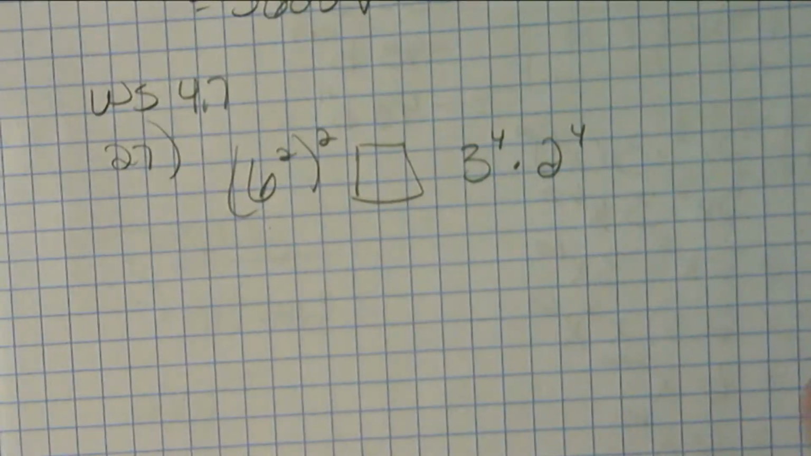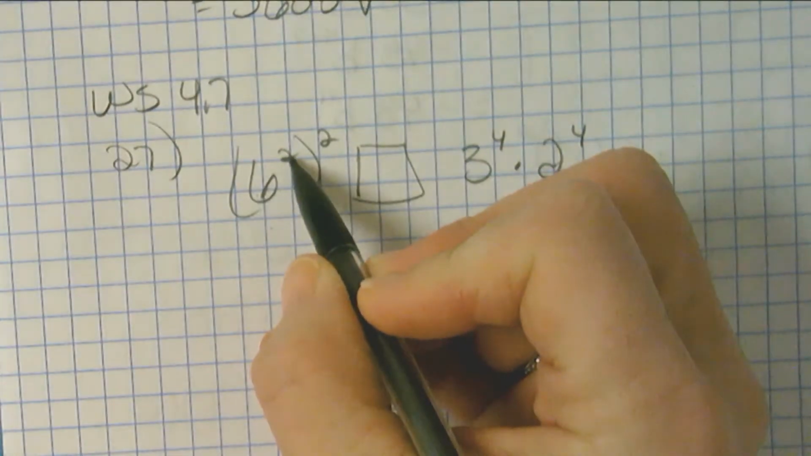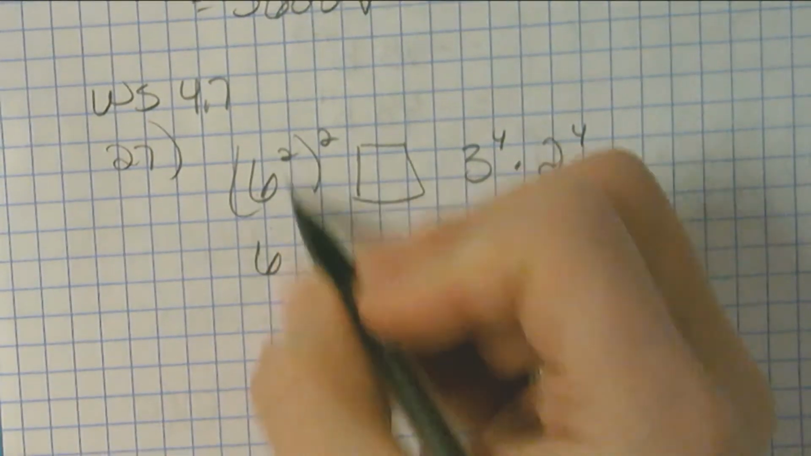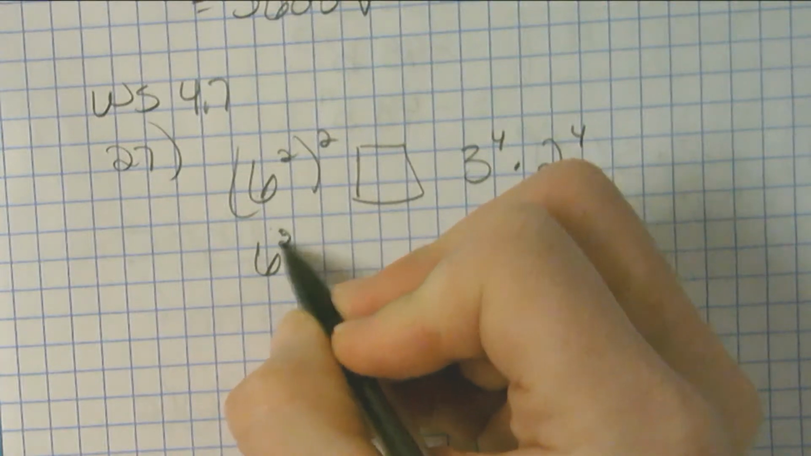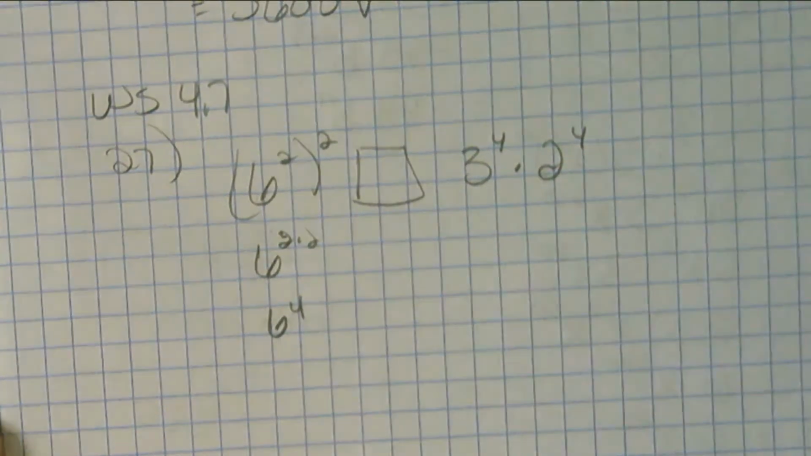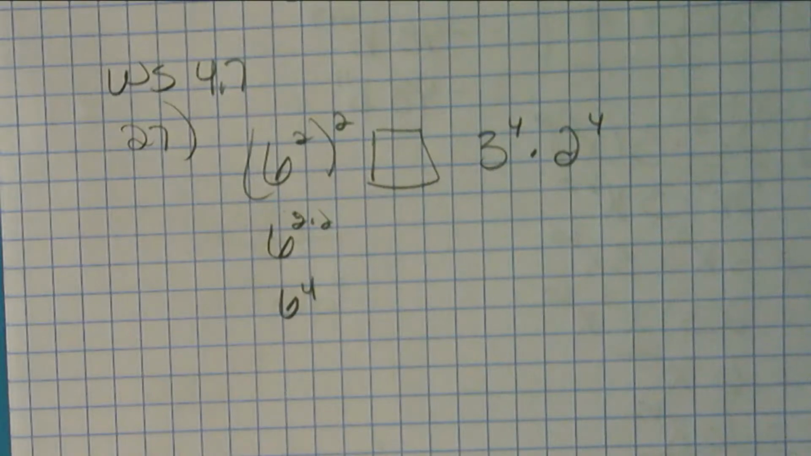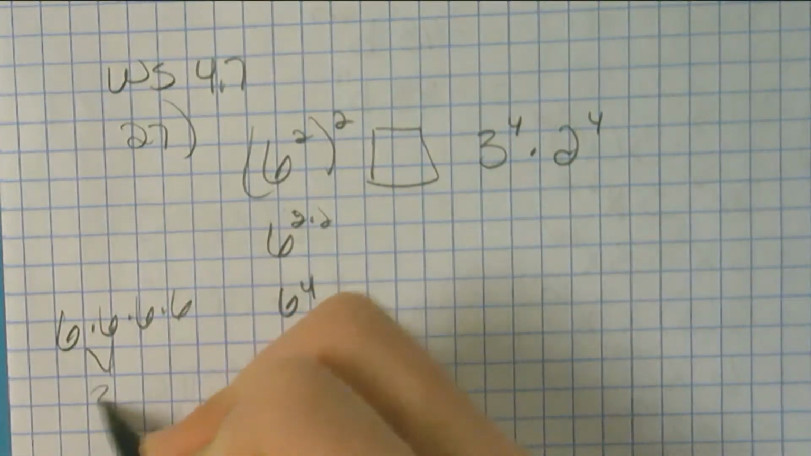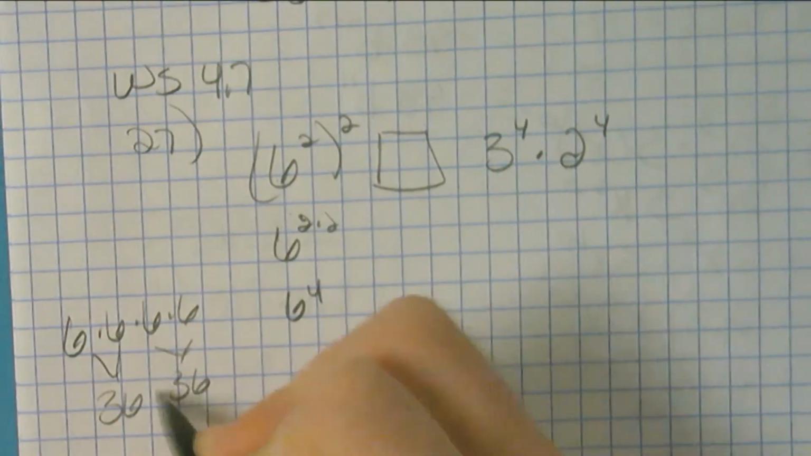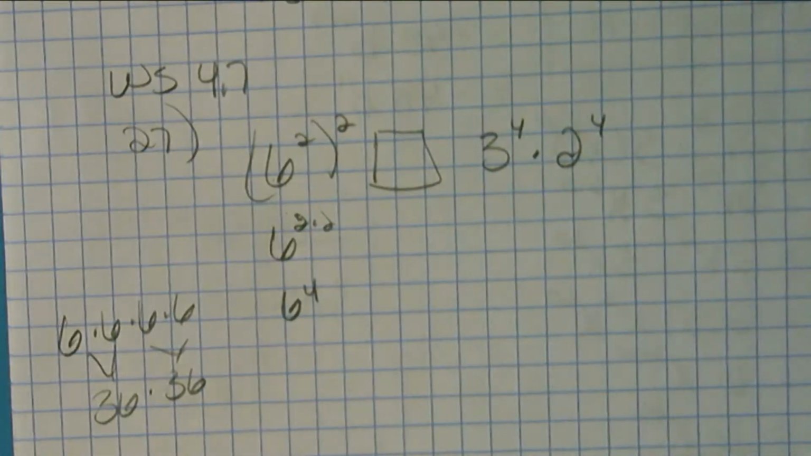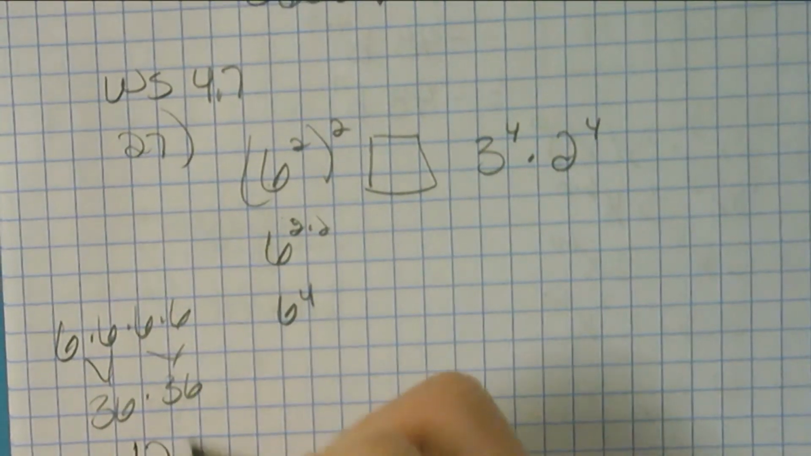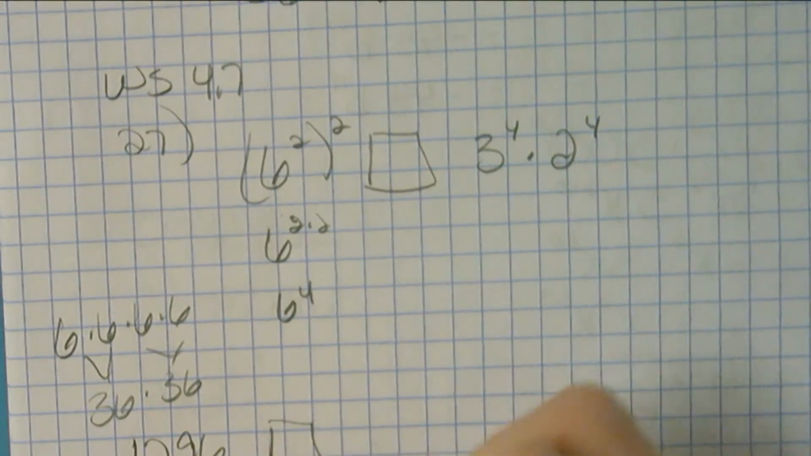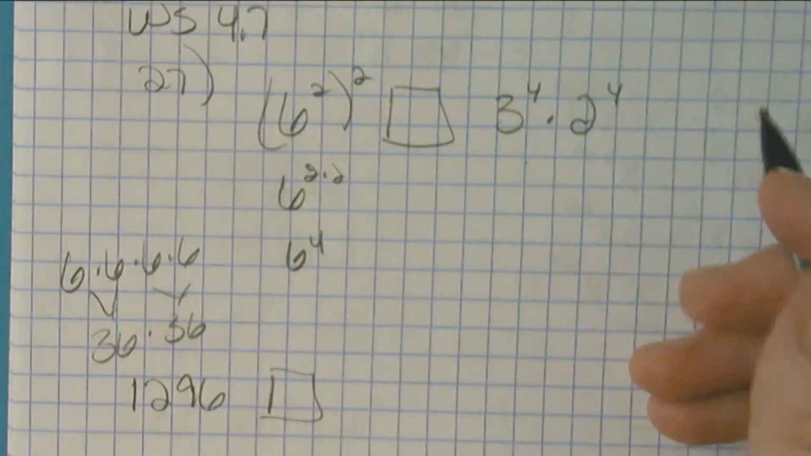All right, so for 6 squared to the 2nd power, this is 6 to the 2 times 2, which is 6 to the 4th. And I would have to multiply that out. 6 times 6 times 6 times 6. So this would be 36 times 36, which is going to give me 1,296, and I'm comparing that to this.